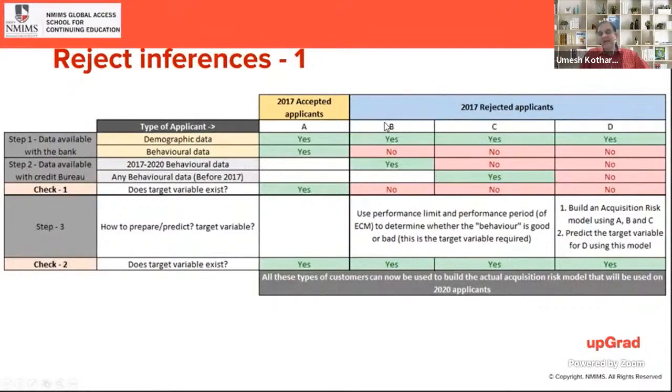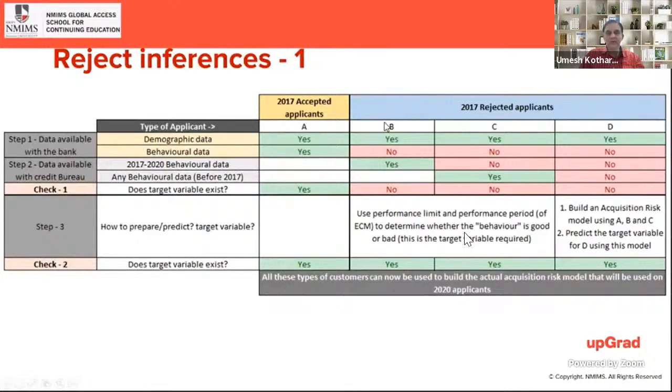The B, C, D are your problematic or not clear decision makers, because yes, you have demographic data for all these segments, but you don't have their behavioral data. You have behavioral data of these segments from outside, or rather outside of the bank. Yes, you do from the credit bureau for one of them, but not for these two of them. Any historical behavioral data prior to 2017, you have it for this segment. No possibility of a target variable.